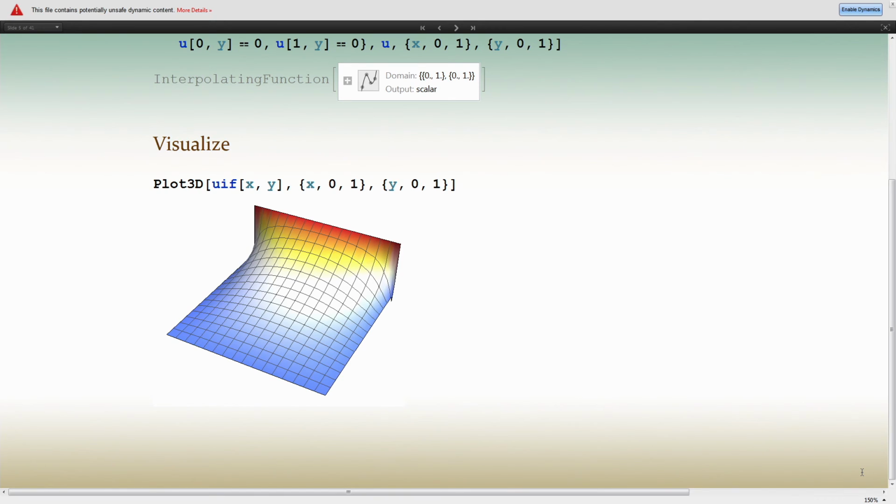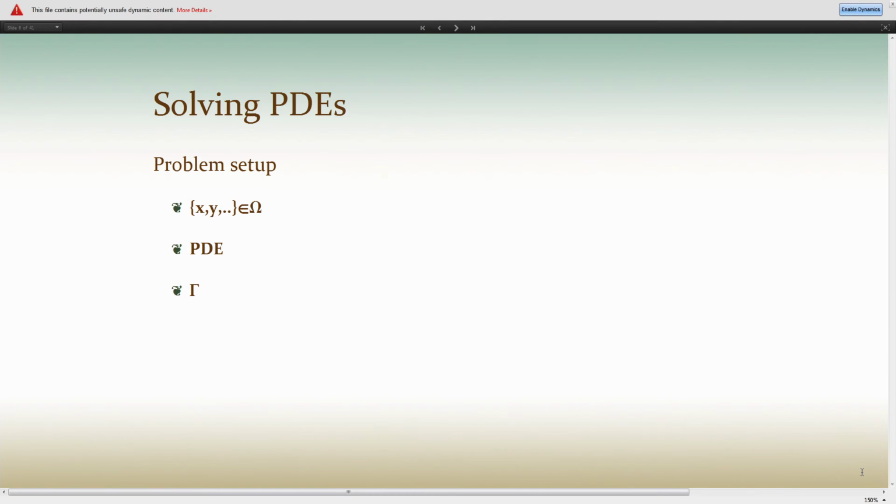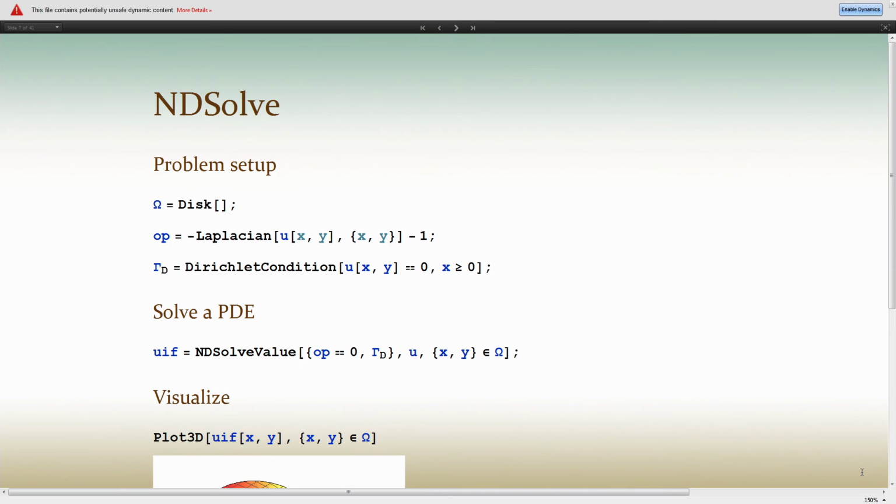So that's how NDSolve has worked in previous versions, and that's exactly the same input you can use nowadays. Now, in order to solve PDEs, you basically need three things. You need a region over which you would like to solve the PDE. You need the PDE as such, of course, and you need boundary conditions. And the boundary conditions are kind of the interface between the region and the PDE. So that's an intermediate layer, so to speak.